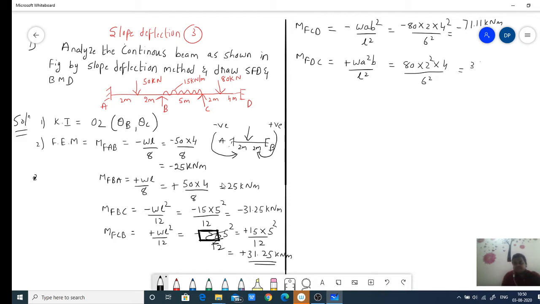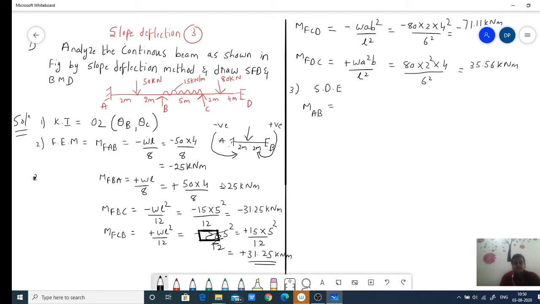35.56. So this is 35.56 kilonewton meter, right? Now this is the second step. Now the third step is formulating the slope deflection equations. As in the previous videos, I have shown how to write the equations.